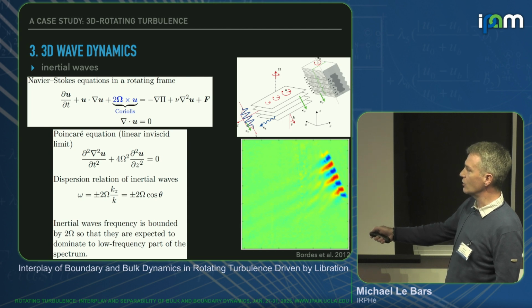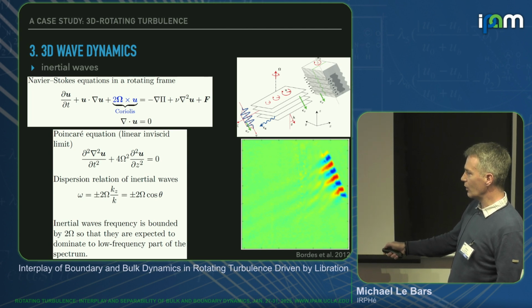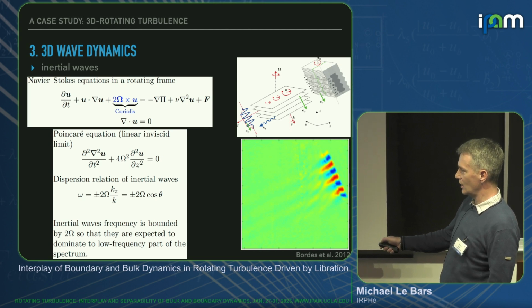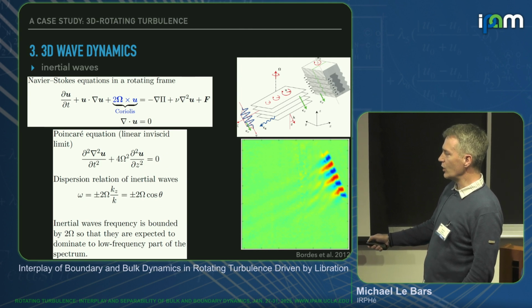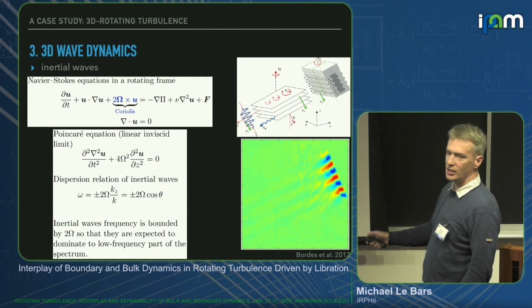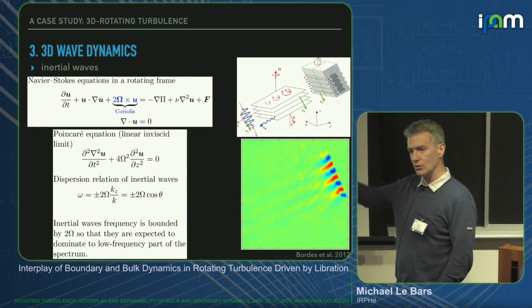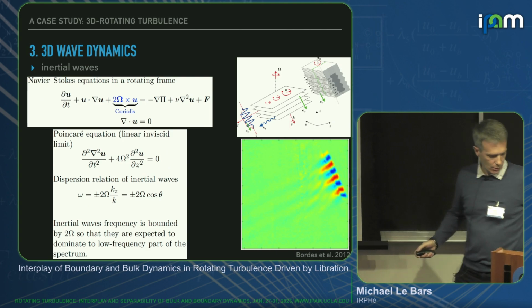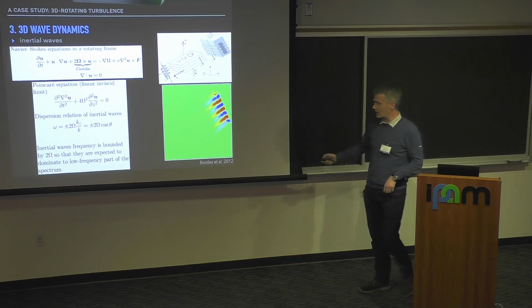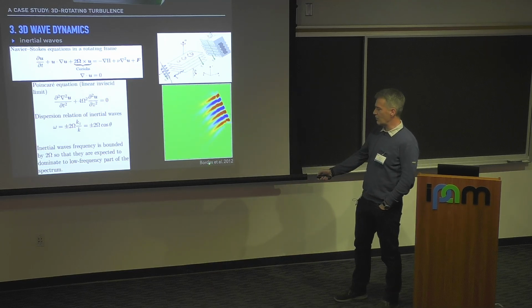If you neglect the nonlinear term and the diffusion, you take twice the curl and so on, you end up with the classical Poincaré equation. And this is the dispersion relation of the inertial waves, which are solutions of this Poincaré equation, where you see that the frequency depends on the rotation rate and only on the cosine of the angle that the wave vector makes with the axis of rotation. So these waves exist in labs. This is a nice lab experiment by the group of Hors.